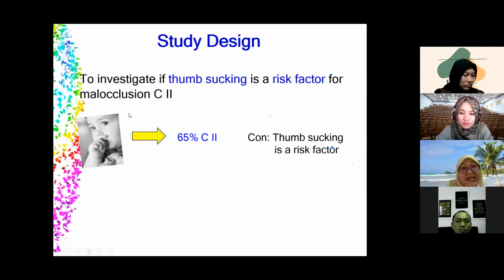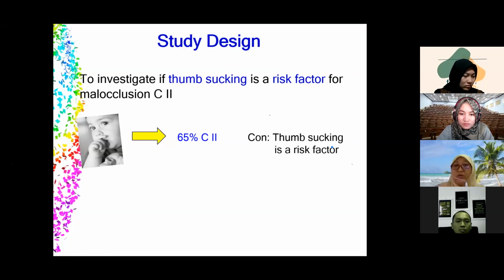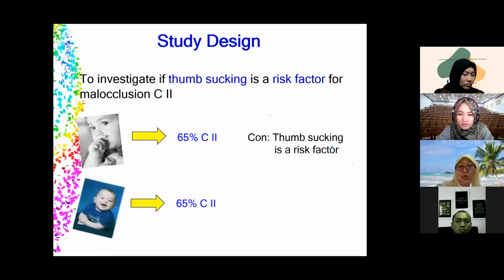So again, we gather 100 children with thumb sucking habit. And then we found 65% having class 2. So we conclude, yeah, thumb sucking is actually a risk factor. Yeah, it's a causal factor to get a malocclusion class 2. Is that correct? What if you also gather 100 children without thumb sucking?